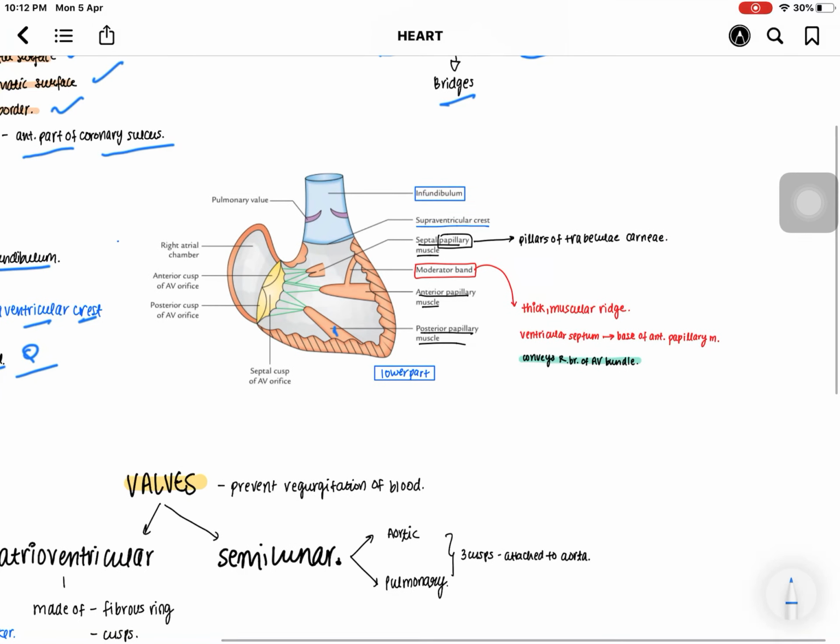Now we'll see the picture of the right ventricle. This is a crescent-shaped cavity. The right atrial chamber and the right ventricular chamber are divided by the tricuspid valve. This is the tricuspid valve, which contains three cusps. And this is the infundibulum, and there is a pulmonary valve which demarcates it from the pulmonary trunk. There are anterior papillary muscles and posterior papillary muscles.